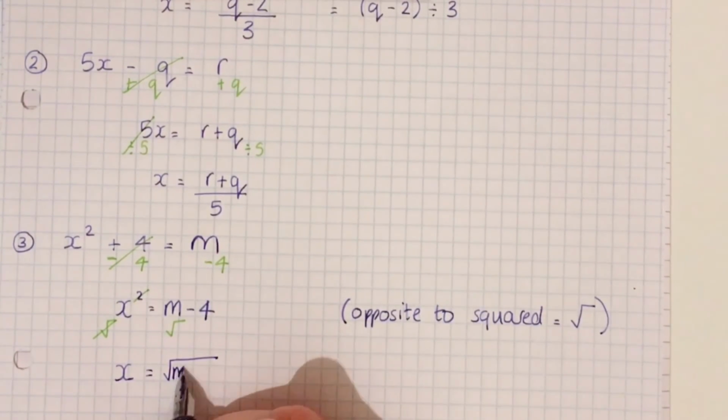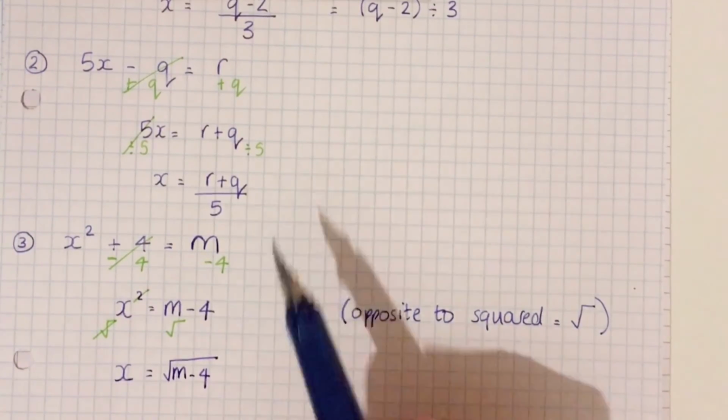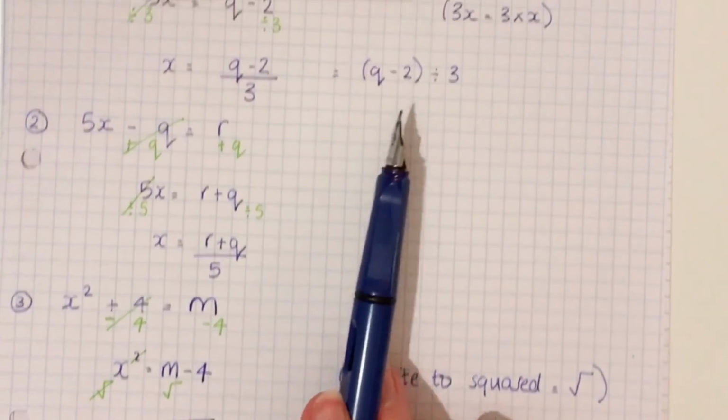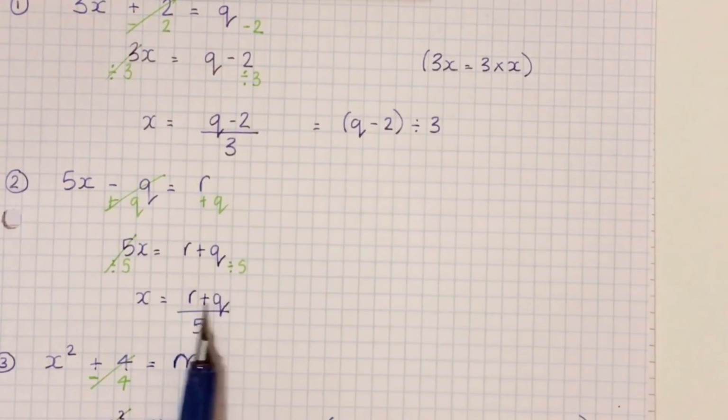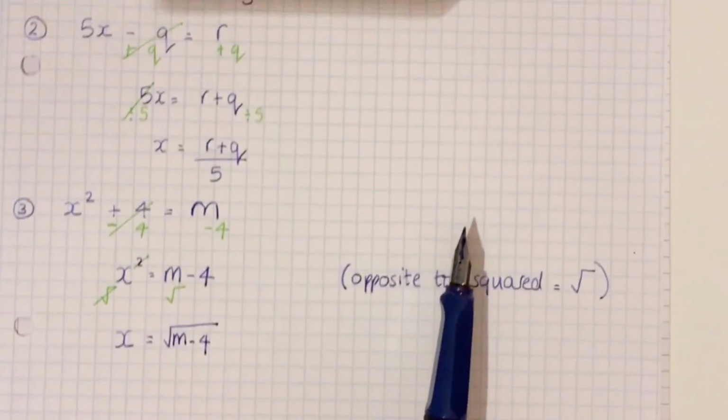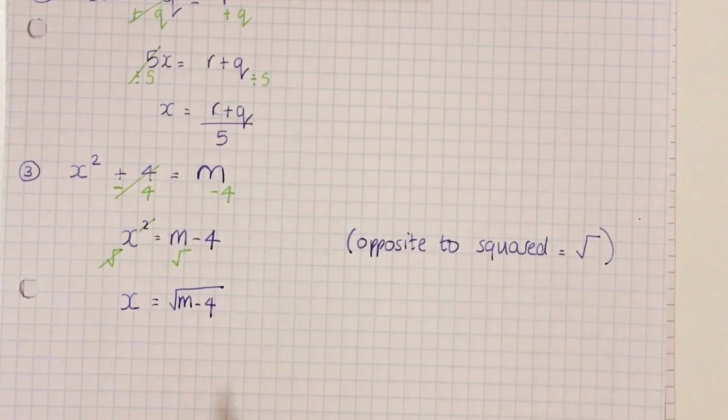Remember, when you're doing these, it's all of it. Like on this one here, it was all of this divided by 3. It's all of this divided by 5. So it's all of this square rooted.